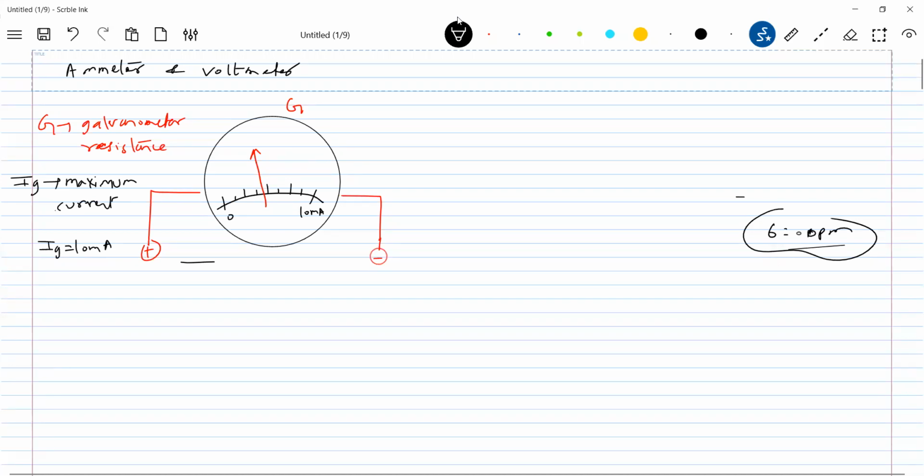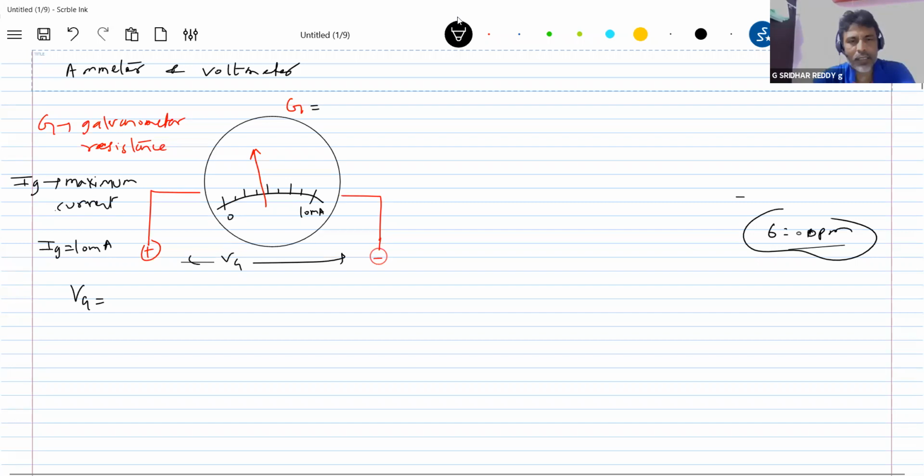Can we measure the voltage? So what is VG equal to? Let's assume usually a galvanometer will have a 100 ohm resistance. So what is VG equal to? IG into G. So this will be 10 into 10 to the power of minus 3 into 100, which is 1 volt. So what is the maximum voltage I can measure across the galvanometer? It is 1 volt. This is called the galvanometer voltage.